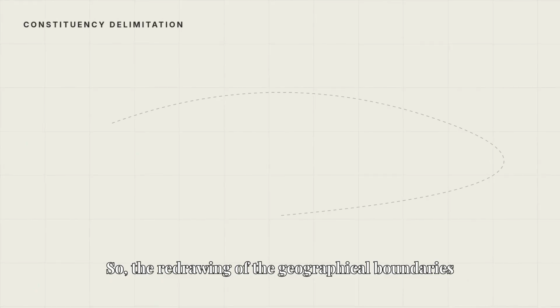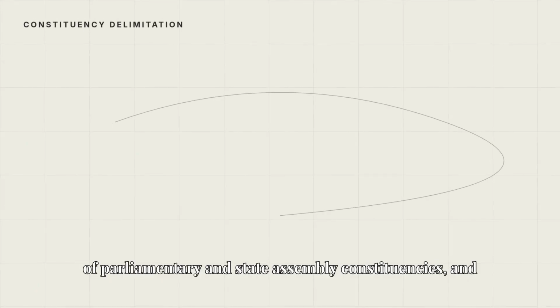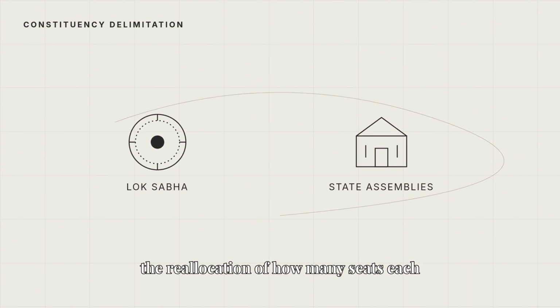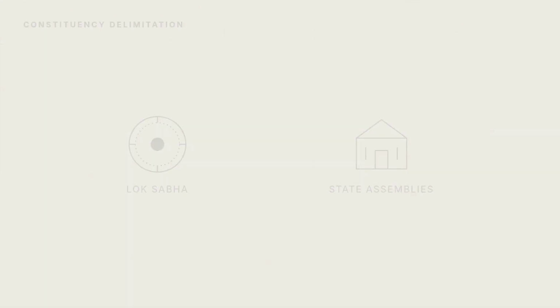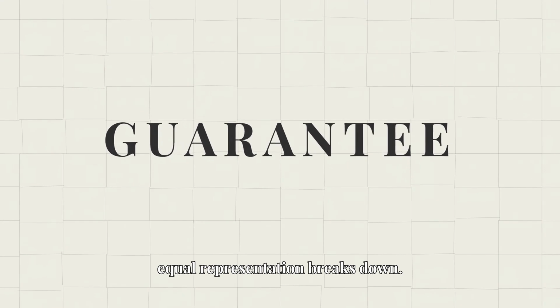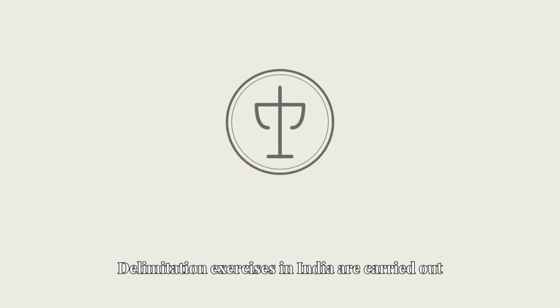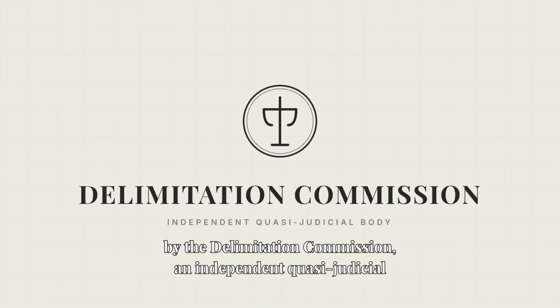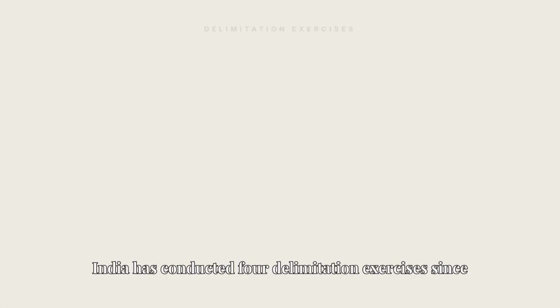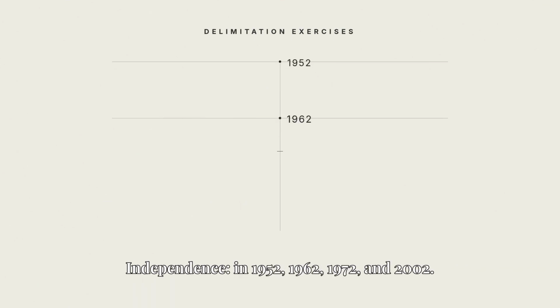So, delimitation is the redrawing of the geographical boundaries of parliamentary and state assembly constituencies and the reallocation of how many seats each state holds in the Lok Sabha. Without periodic delimitation, the constitutional guarantee of equal representation breaks down. Delimitation exercises in India are carried out by the Delimitation Commission, an independent quasi-judicial body. India has conducted 4 delimitation exercises since independence: in 1952, 1962, 1972, and 2002.